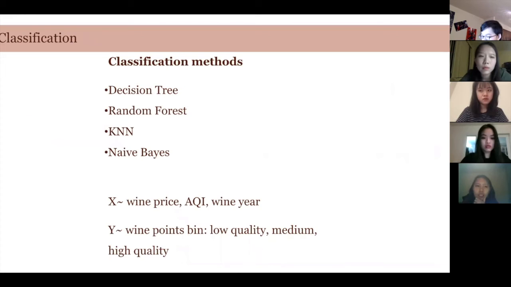Last slide. And then we could see that when we view the points as a continuous variable, all the models don't do well. And then we realized that it may be more meaningful to tell the customer whether the wine is of low or high quality. So we bin the points into low quality, medium quality, and high quality, and took the same X into the classification models.